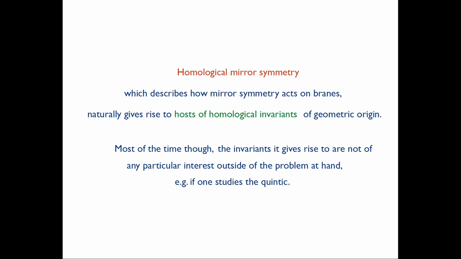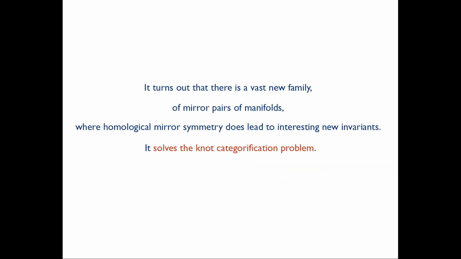However, most of the time, the invariants you get from homological mirror symmetry are not interesting at all outside of the narrow setting at hand. For example, if you study homological mirror symmetry for the quintic, all you'll understand is the quintic. So it turns out that there's a vast family of mirror pair manifolds where homological mirror symmetry does lead to interesting invariants and leads to the solution to the knot categorification problem.